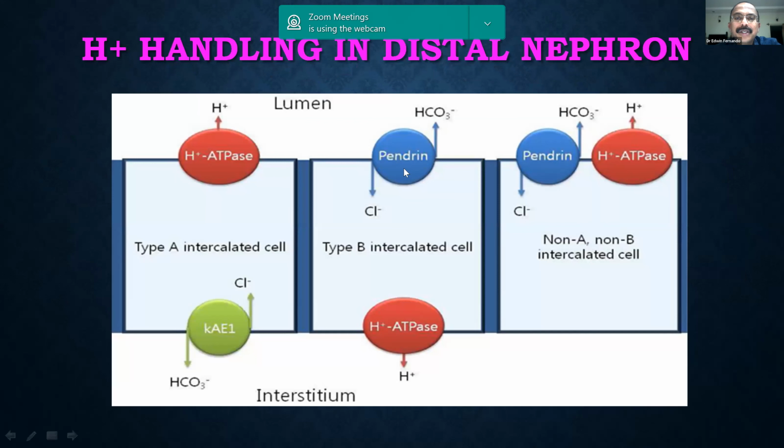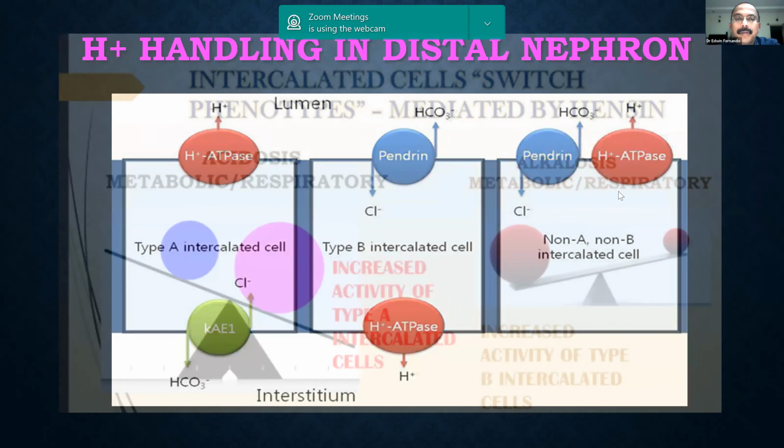So this is how hydrogen is handled in the distal tubule. This is the type A intercalated cell, where we have the chloride bicarb exchanger and the hydrogen potassium ATPase. And in the type B intercalated cell, you have the hydrogen potassium ATPase in the basolateral membrane and the pendrin that drives the chloride bicarb exchanger. And in the non-A, non-B intercalated cell, you have the pendrin-associated chloride bicarb exchanger and the hydrogen potassium ATPase.